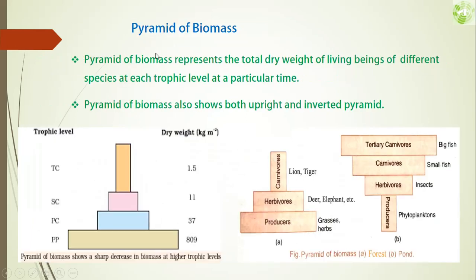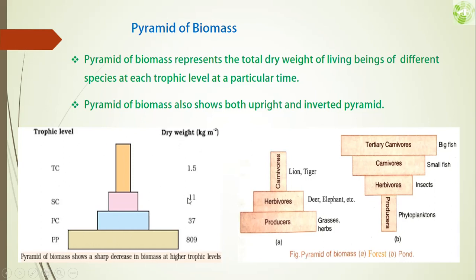Now going to pyramid of biomass. Pyramid of biomass represents the total dry weight of the living beings of different species at each trophic level at a particular time. In this diagram, it shows the dry weight of primary producers 809 kg per meter square, primary consumer 37 kg per meter square, secondary consumer 11 kg per meter square, tertiary consumer 1.5 kg per meter square. In this way, it represents a pyramid of biomass which is upright.